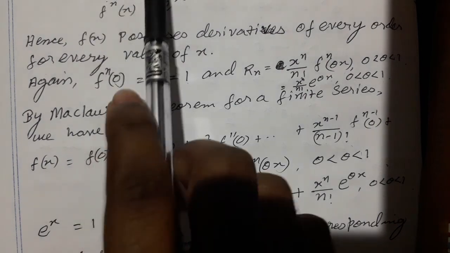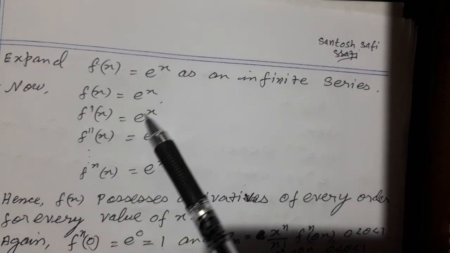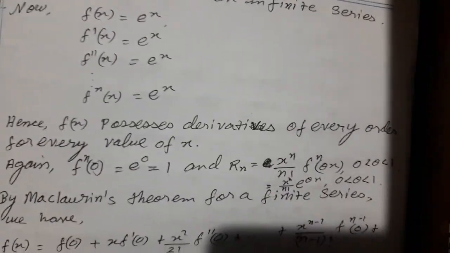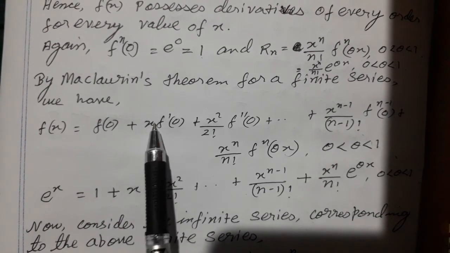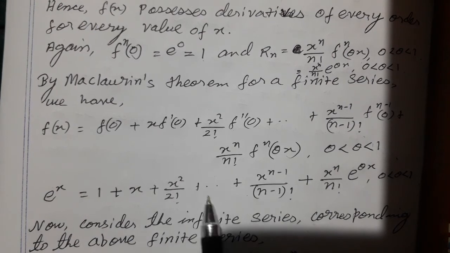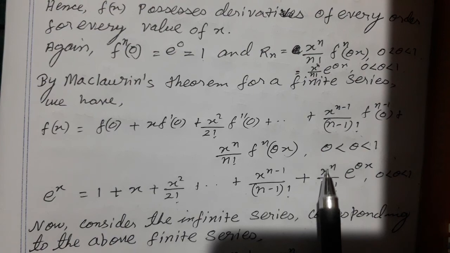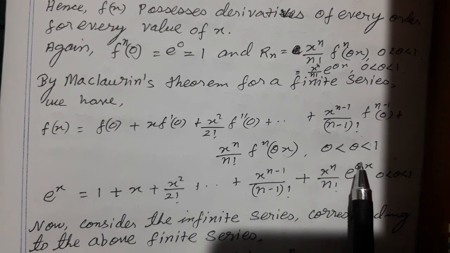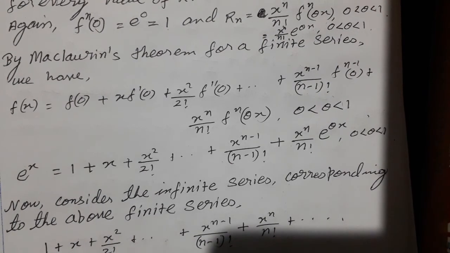So f(x) is nothing but e^x, we are substituting, and if we put 0 here, in every case we get 1. So we are getting every time 1. So here we have f(0) is 1, and x f'(0) is also x, plus x squared by 2 factorial plus so on, plus x to the power n minus 1 by n minus 1 factorial plus x to the power n by n factorial e^(θx), where 0 < θ < 1. So this is the finite series Maclaurin theorem.